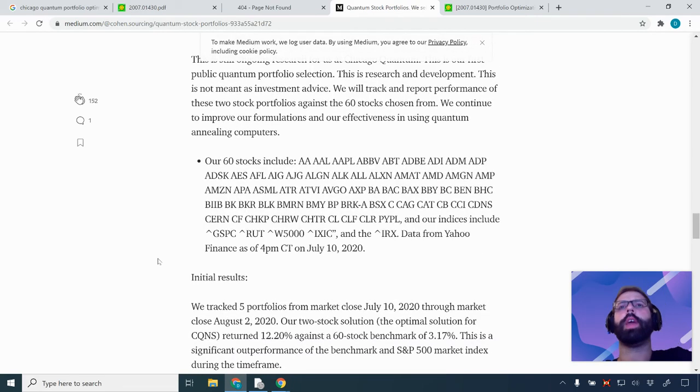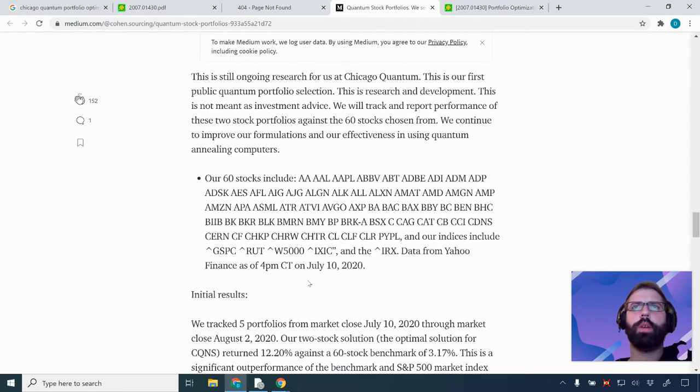So here we actually have the 60 stocks that they used. They also have the indices and data from Yahoo Finance of 4 p.m. CT on July 10, 2020. Okay, so with this we could reproduce at least the 60 stock one.